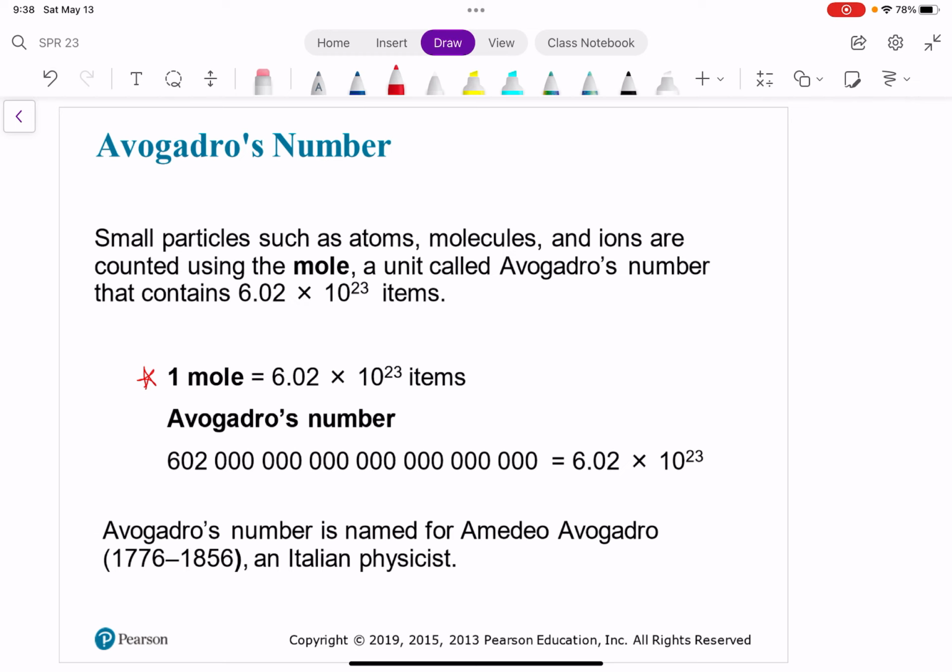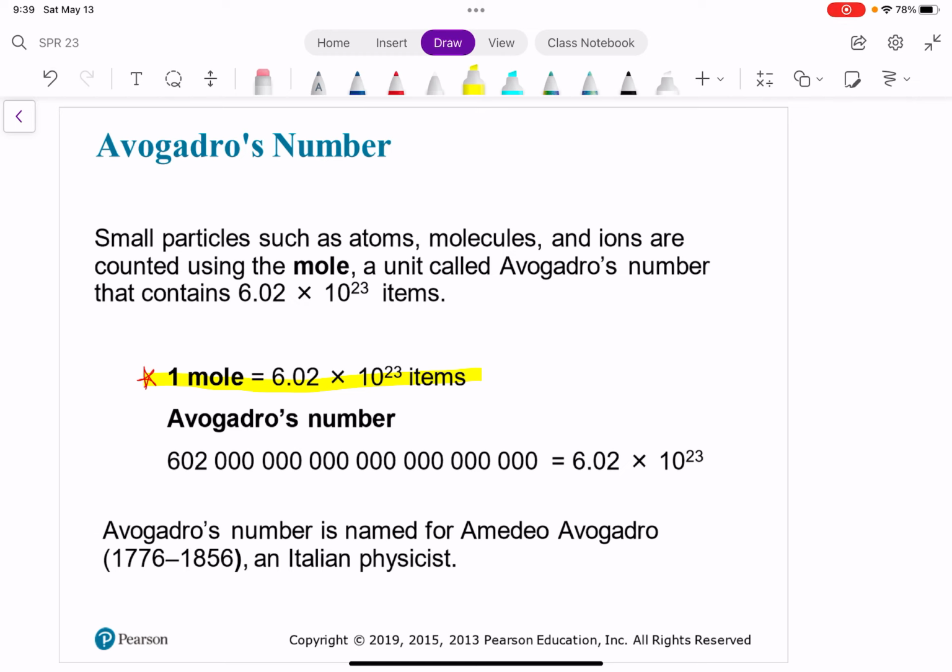And it was a way to be able to actually count these tiny particles, atoms, molecules, ions, these tiny things in chemistry. So we would actually have a way to quantify, hey, how many of these things do I actually have? So just like a dozen is 12 eggs, 1 mole is 6.02 times 10 to the 23rd of that thing.